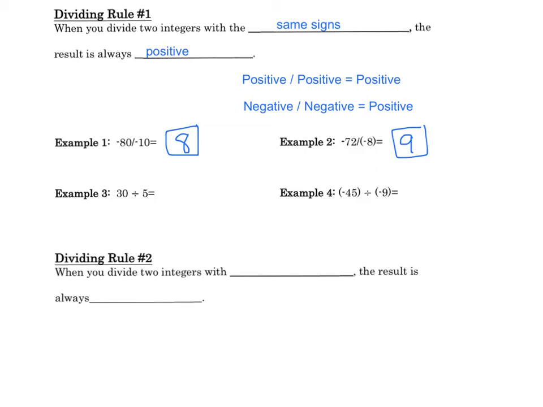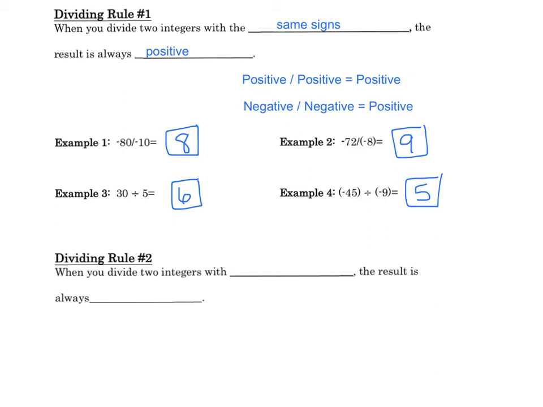Example 3, 30 divided by 5. Both are positive numbers, so a positive divided by a positive gives us a positive, and 30 divided by 5 gives us 6. So our answer is positive 6. Example 4, negative 45 divided by negative 9. We have a negative divided by a negative, which gives us a positive, and 45 divided by 9 gives us 5. So our answer is positive 5.